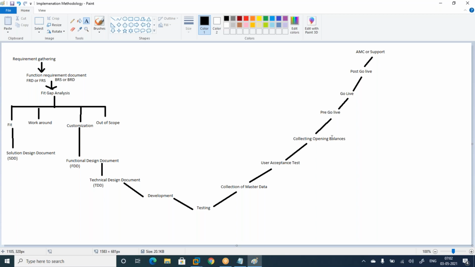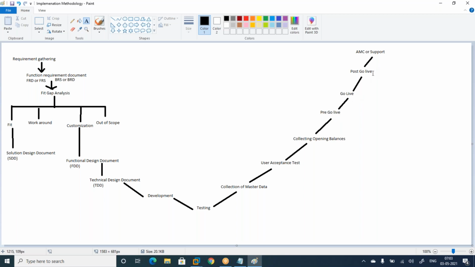And then collection of opening balances means whenever you want to go live, at that time you need to collect the opening balances, like customer balances, vendor balances, ledger balances, all the opening balances. Suppose you are planning to implement from July 1st, you need to collect June 30th balances. This process is called pre-go live, and go live means 1 day only.